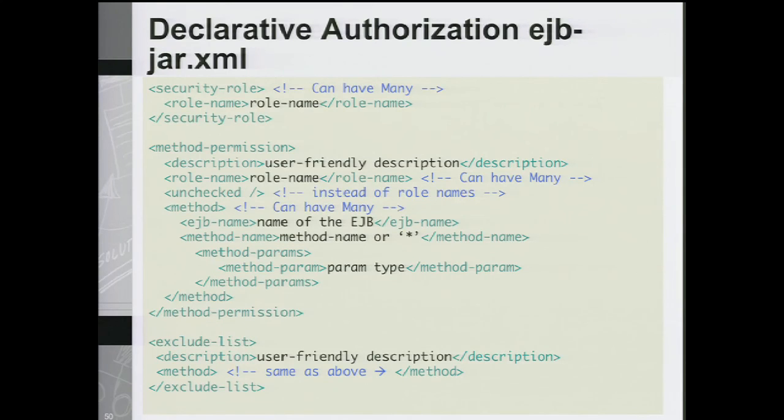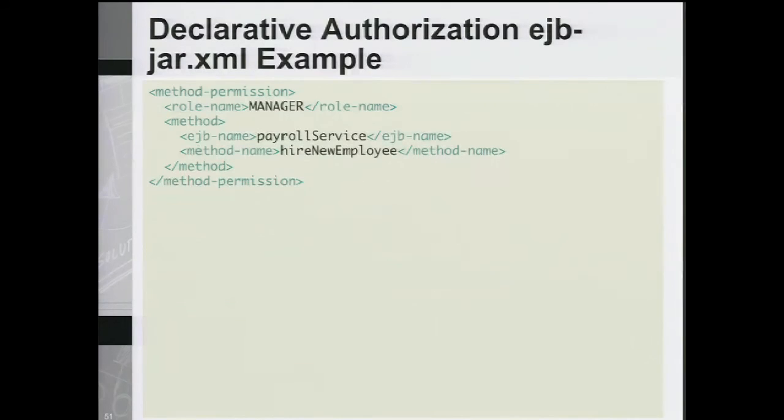You said just don't let anyone use it. Okay? Let's look at an example. In this case, what I'm saying is the role name manager. Anyone who is authenticated with the role manager can access the hire new employee method in the payroll service. I'm ignoring a few tags here, like the description, name, and stuff, just to make it succinct.